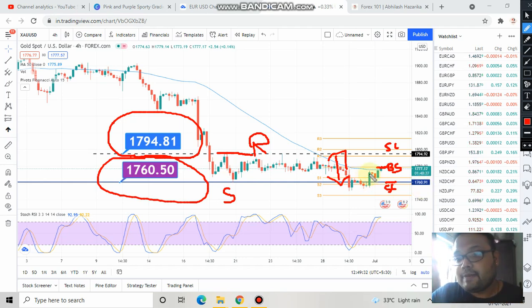Yes, market has bounced from the support level, but if you have taken a position at this support level, then you are in a profit right now. Enjoy the profit, do not come out of the trade.